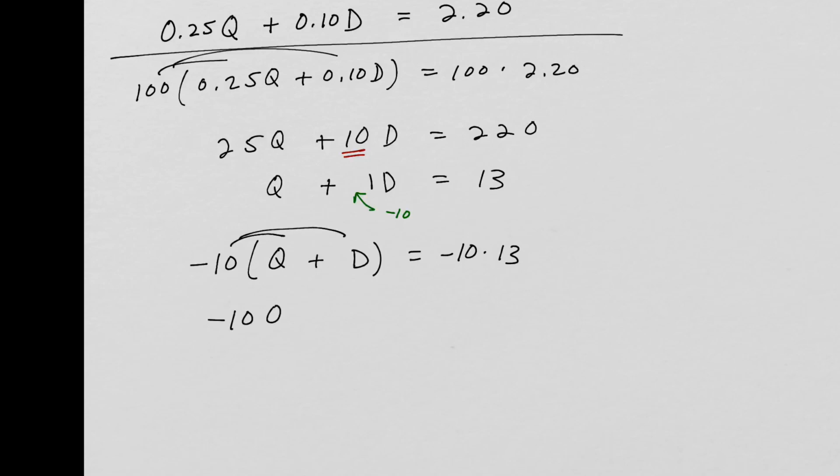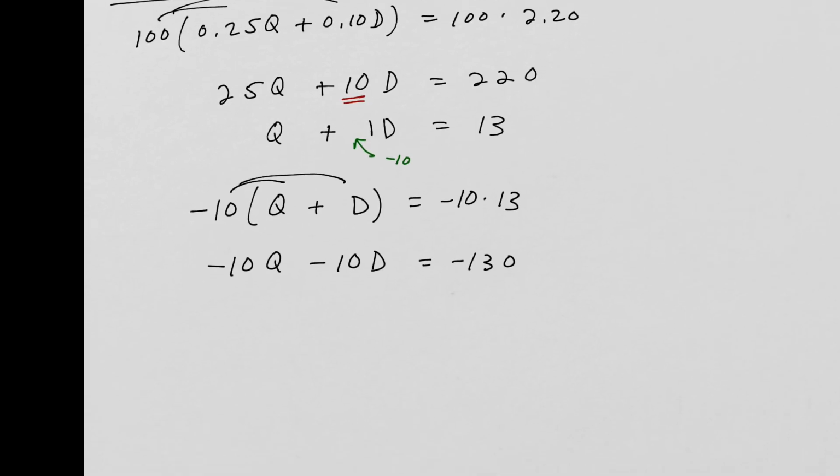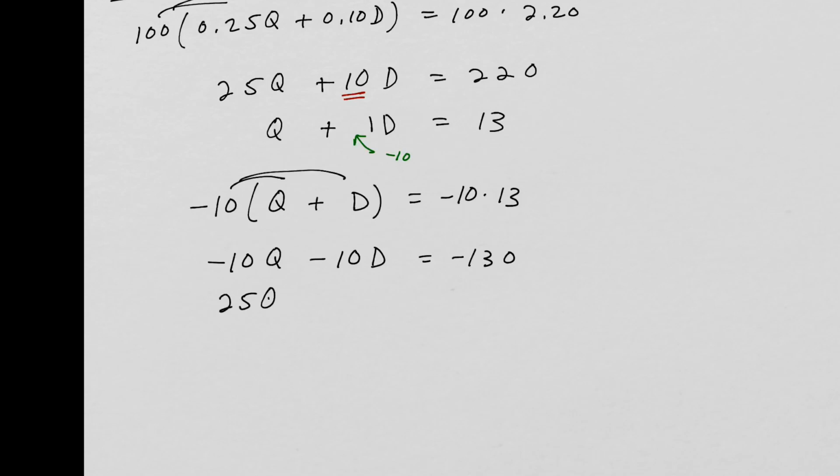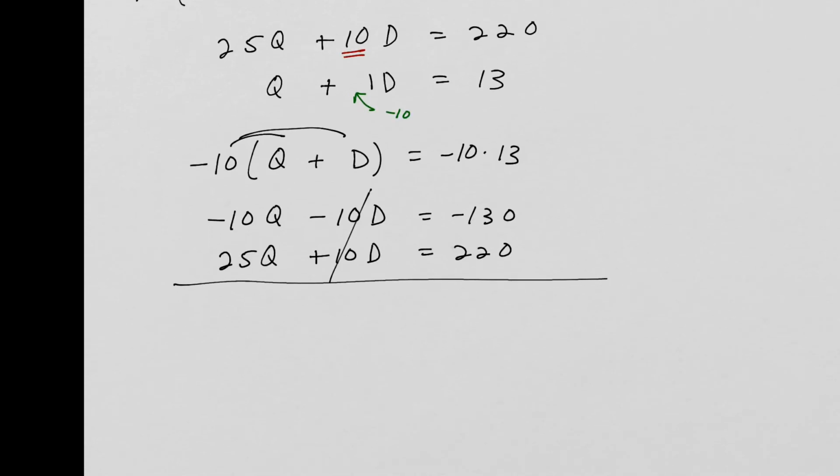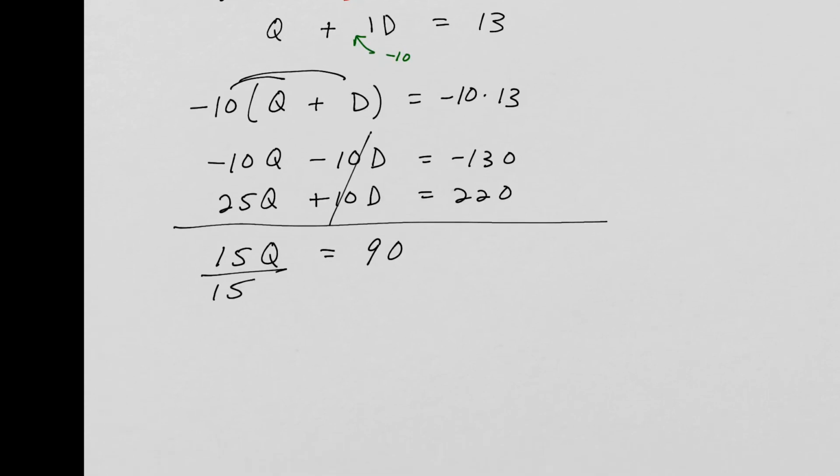So this is going to be negative 10Q minus 10D is equal to negative 130. And then I'll write down the other equation again underneath it. The order doesn't matter, so I can keep flip-flopping these. Now I can add. By design, the D's are gone. Negative 10Q plus 25Q is 15Q, and then negative 130 plus 220 is 90. So if I divide by 15, I get Q is equal to 6.